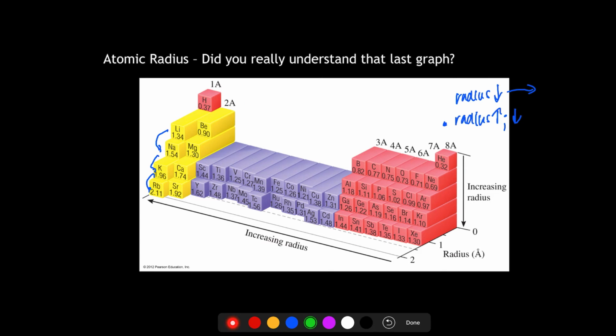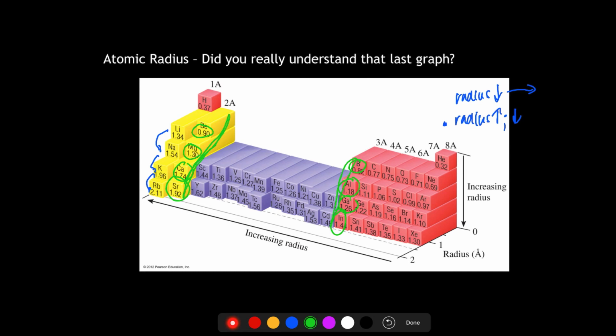Your book goes on to talk about a couple of anomalies. So upon going from 2A to 3A, we'll see that in general, so from beryllium to boron, magnesium to aluminum, calcium, gallium, strontium, indium, what do you notice? It does not increase. And what is the explanation for that?